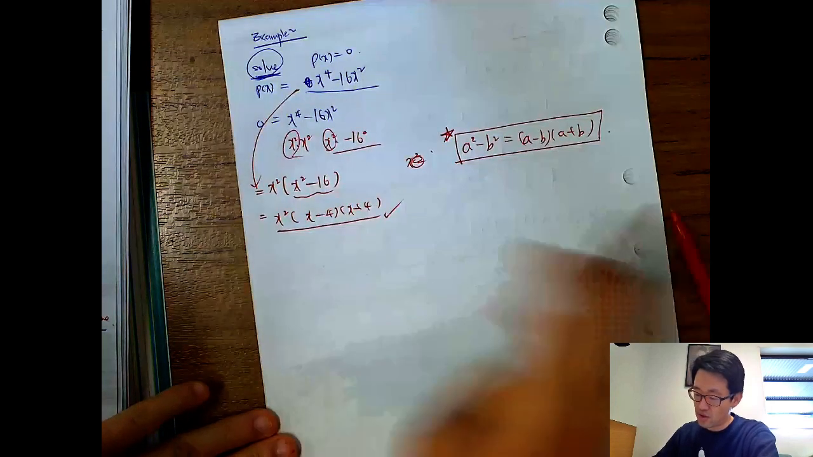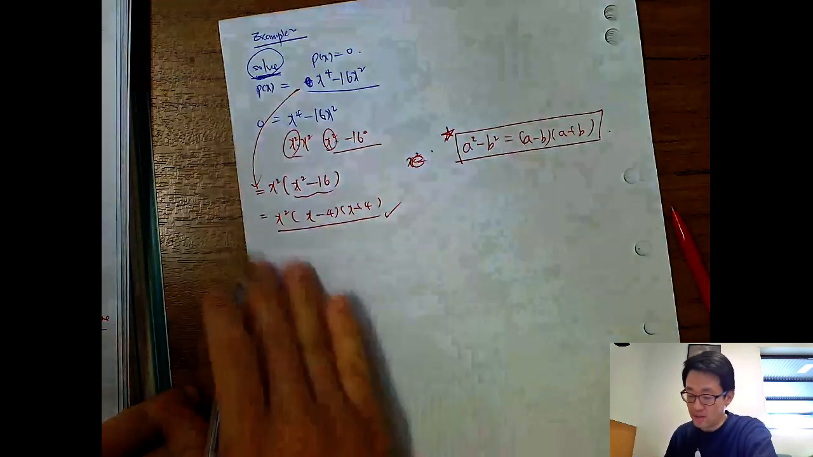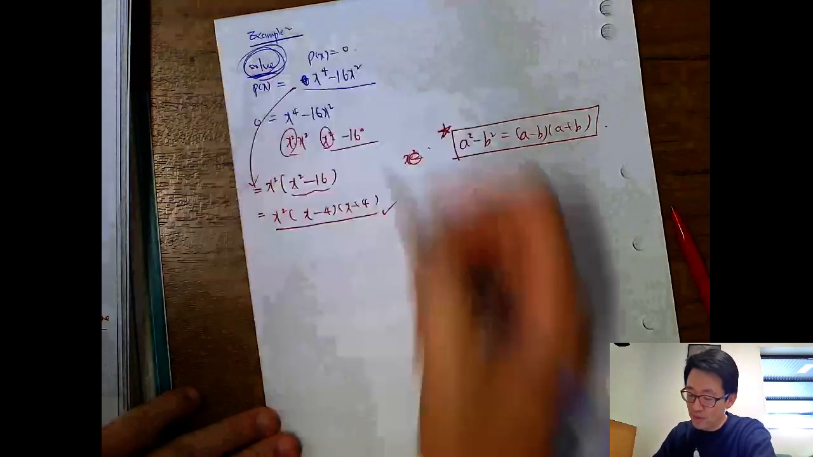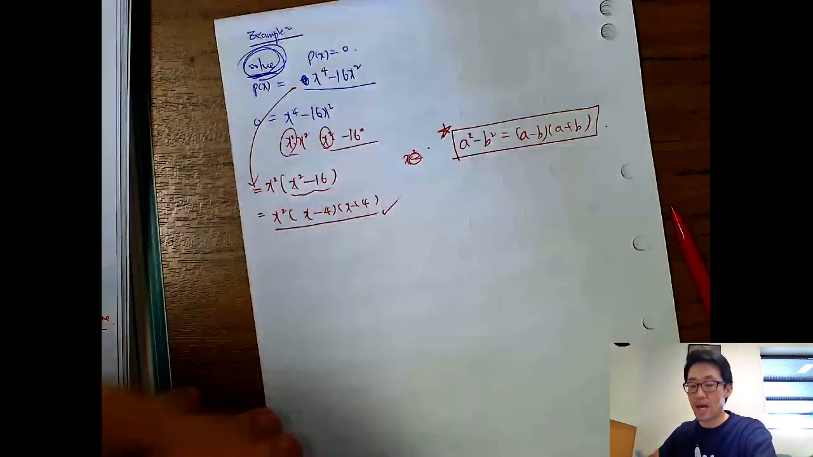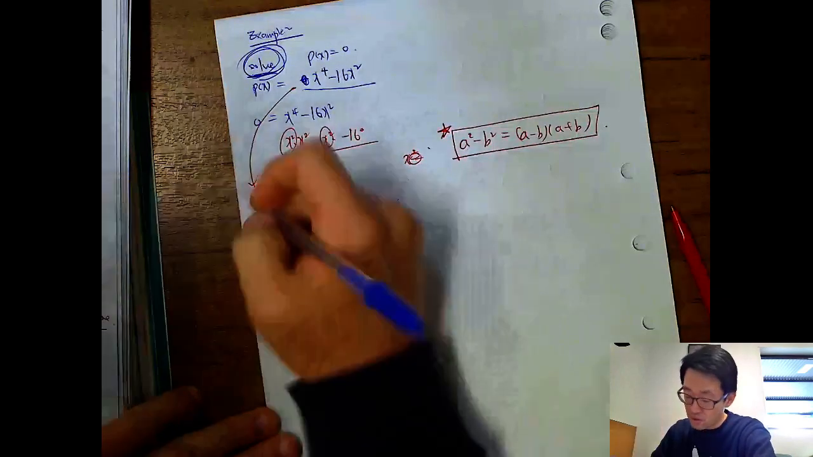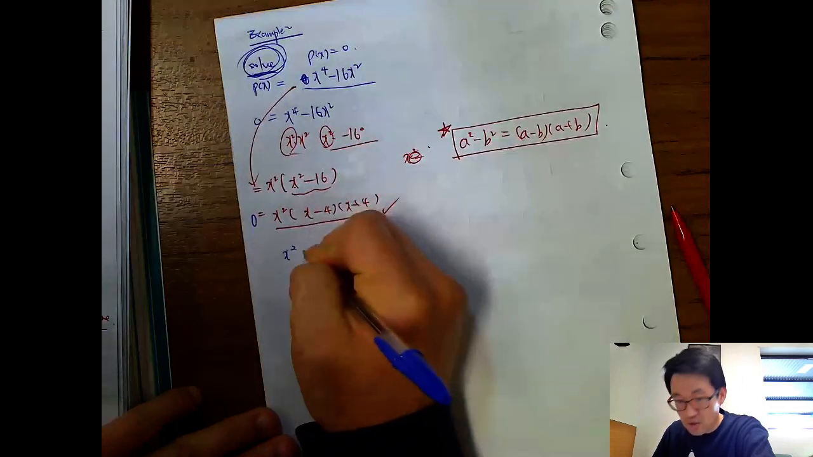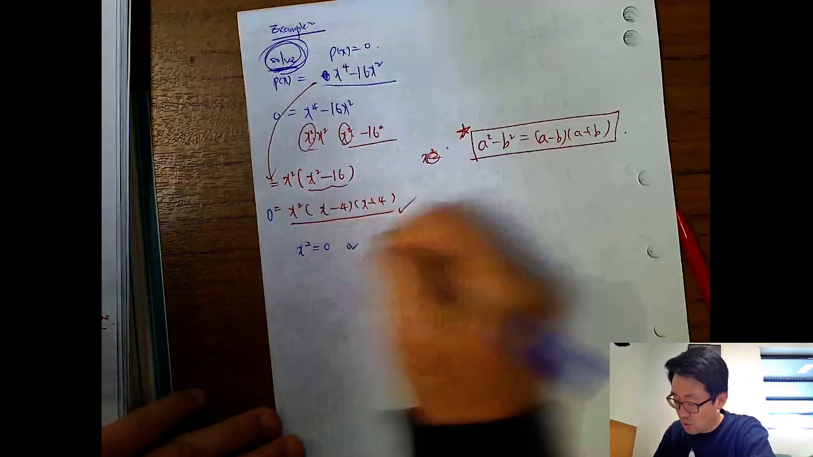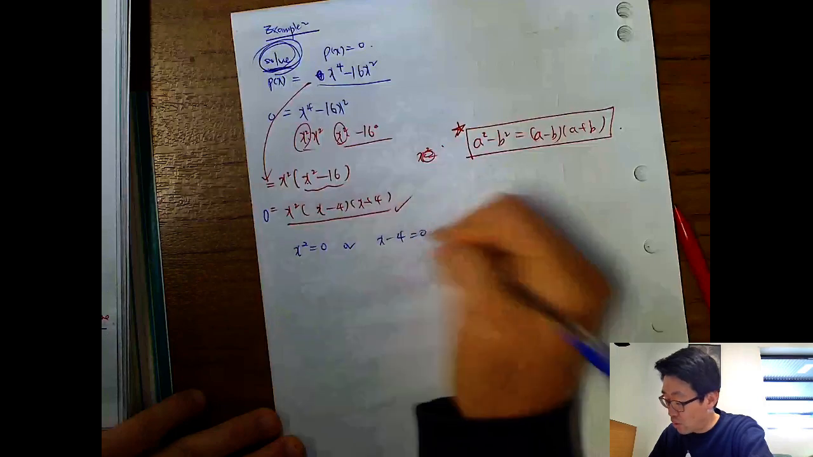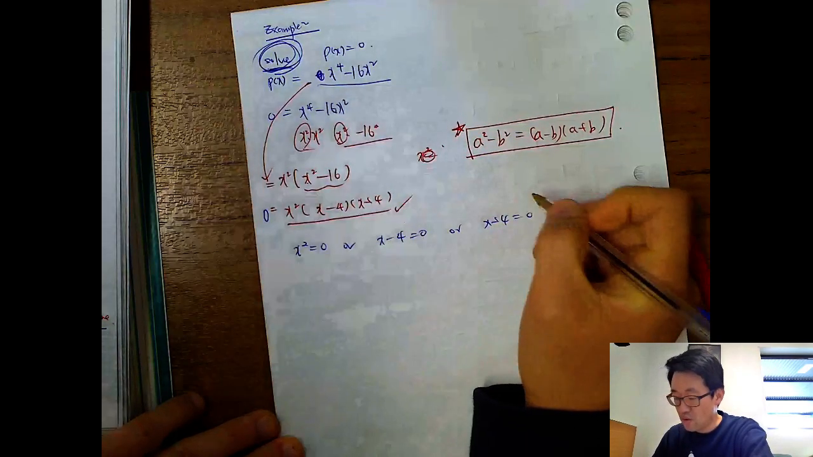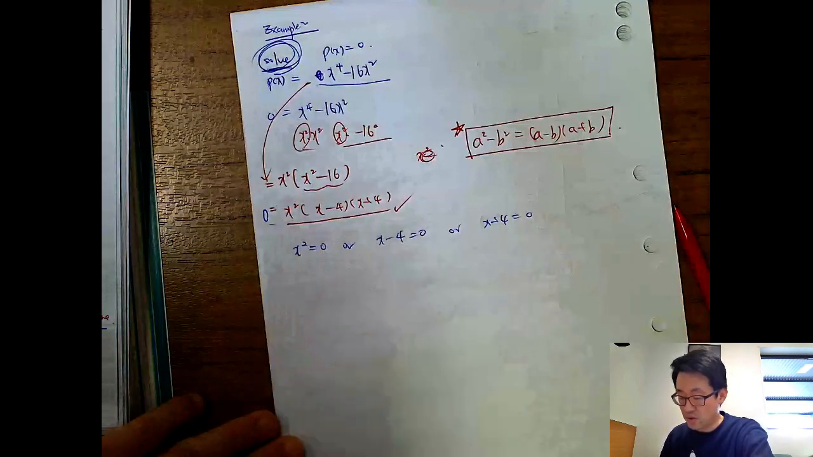And then, did I finish here? No, because the question actually asked not just factorizing. If the question was factorizing, I'm done. However, let's just solve it. Solve means the expression equals what? 0. Good? So when x squared equals 0, or x minus 4 equals 0, or x plus 4 equals 0, this equation works.